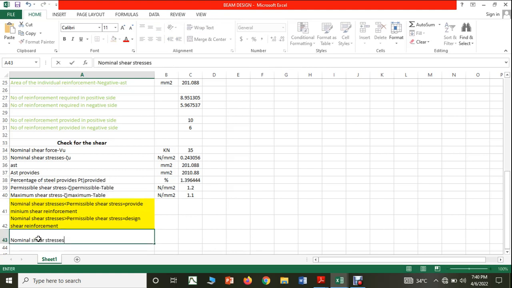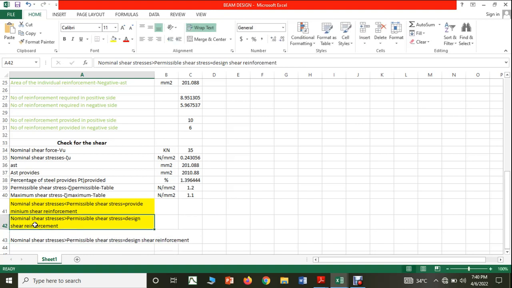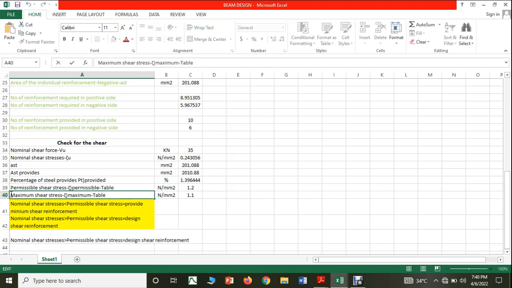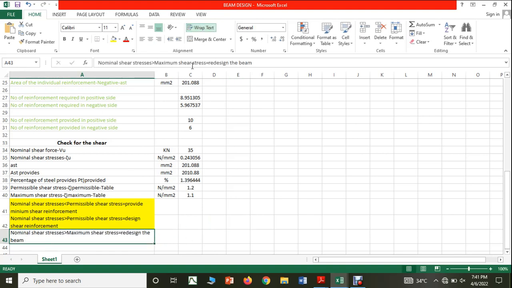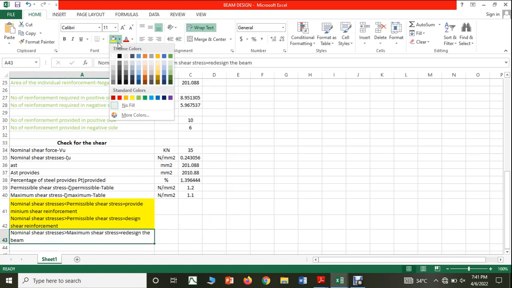In case your nominal shear stress is higher than the maximum shear stress, then you have to redesign the beam. It is not allowed as per IS 456. So this is how it is. You are supposed to redesign the beam, right?